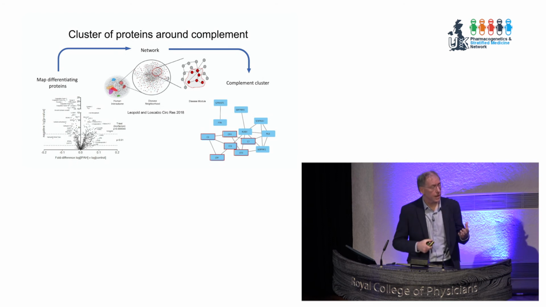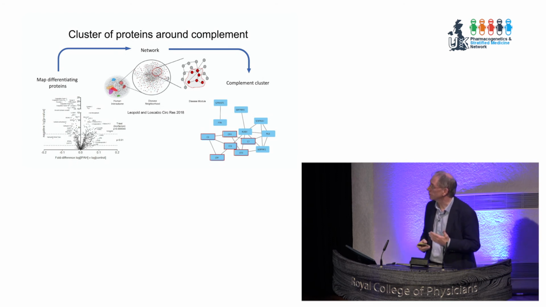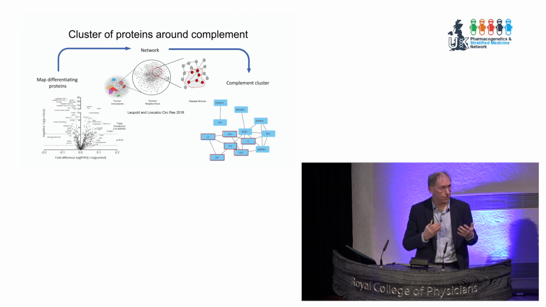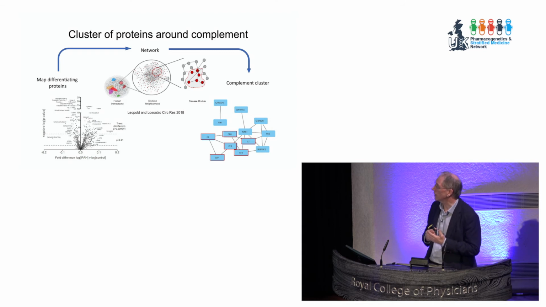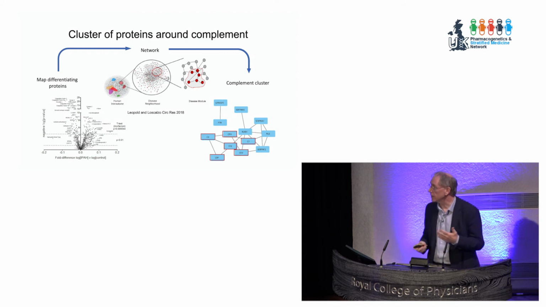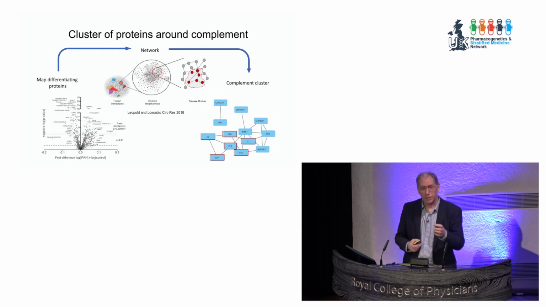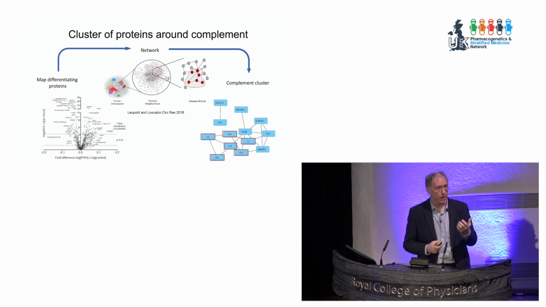And then what we've done with that is we've collaborated with colleagues at Harvard Medical School to map those differentially circulating proteins onto a protein-protein network. And the advantage of this is it allows us to map the proteins we've measured onto a protein network and identify connectors, if you like, other proteins which we might not have measured, which might also be part of a perturbed system. And then we can look for clusters.